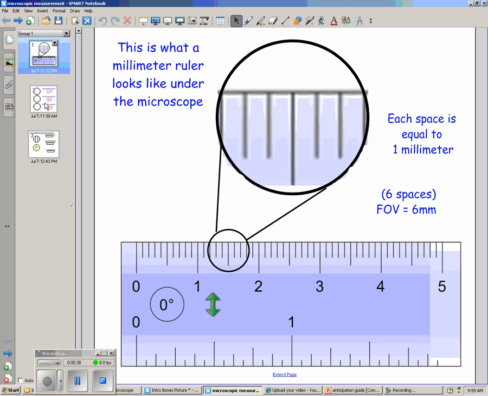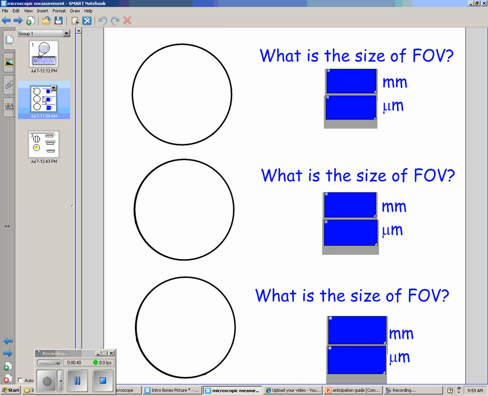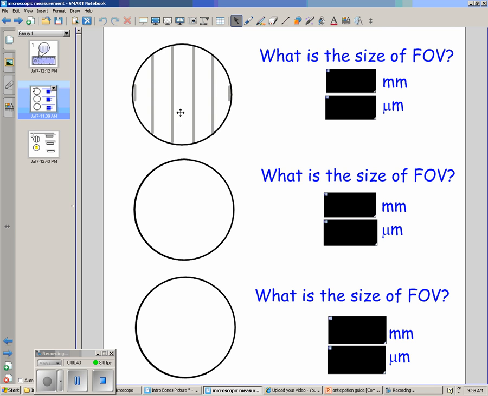If we take that in practice, then we can take a look. Here we have many spaces. Take a second and pause this if you have to, and figure out how many millimeters the field of view is. Here we would count 1, 2, 3, 4, 5 spaces. So our field of view would be 5 millimeters. Now convert that into micrometers. You should have gotten 5,000 because we're going to move the decimal point 3 places to the right in order to get our micrometers.